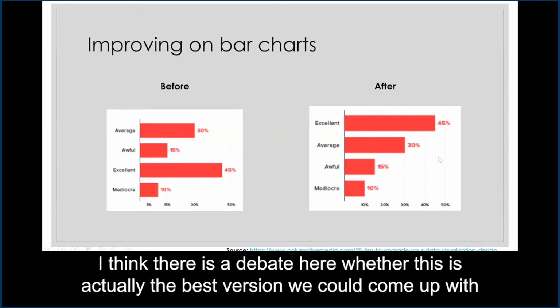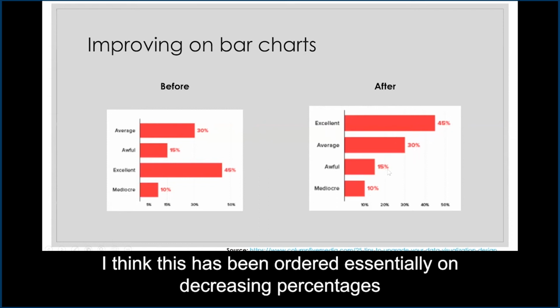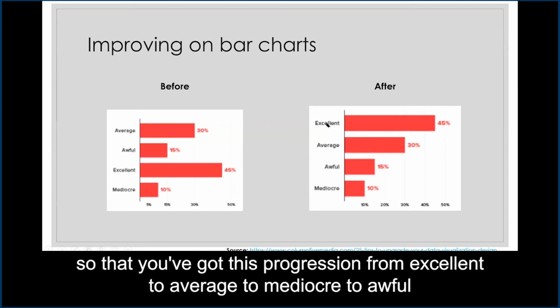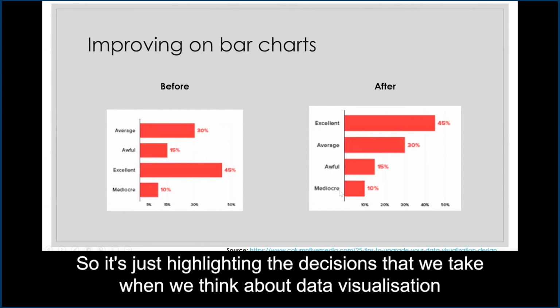I think there is a debate here whether this is actually the best version we could come up with. I think this has been ordered essentially on decreasing percentages, but looking at the categories, you could also very clearly make an argument for swapping the bottom 2 so that you've got this progression from excellent to average to mediocre to awful. So again, it's just highlighting the decisions that we take when we think about data visualization.